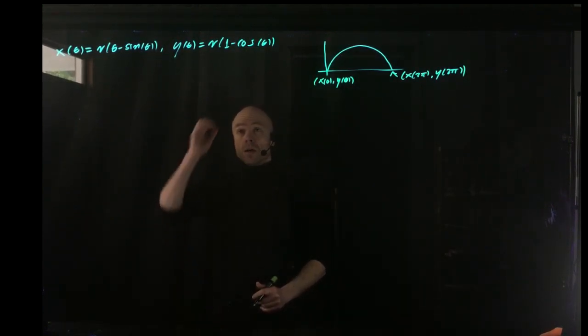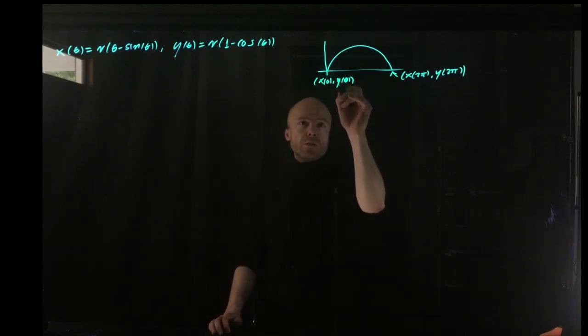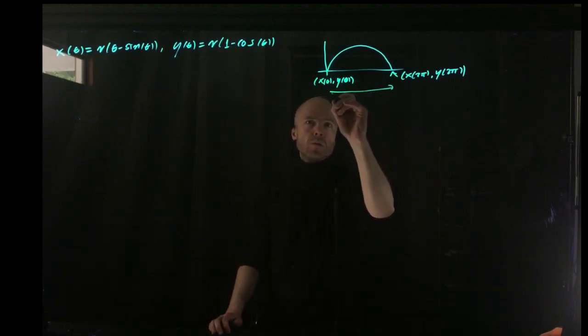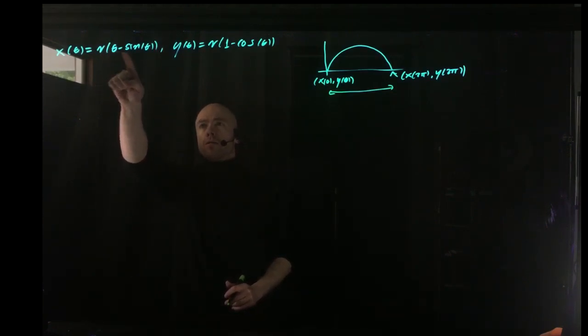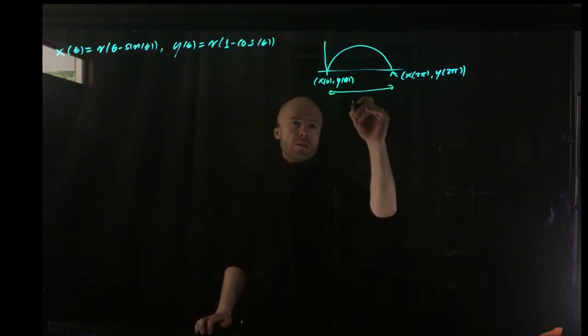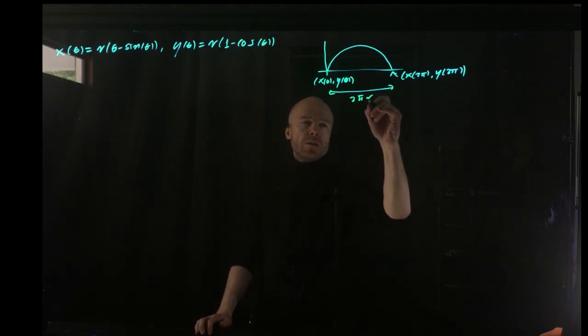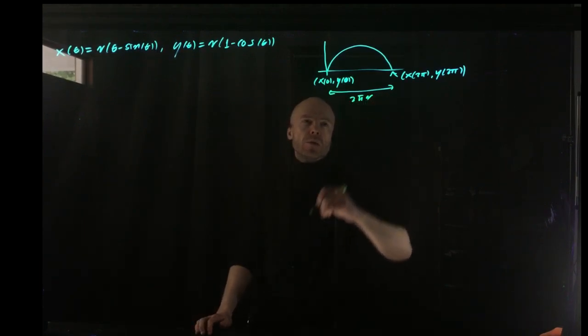Okay, so what else do we know? We actually know this distance too, right? Because when we stick 2 pi into this, we're just going to have r times 2 pi. So this is 2 pi r in distance, just to complete the picture.